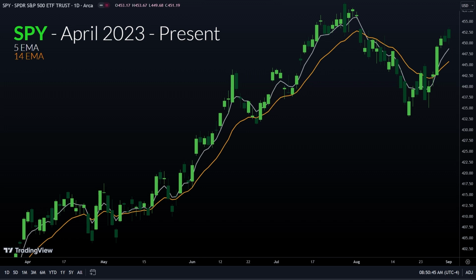And if neither of those are reached, then just one day before expiration, it will exit towards the end of the day. So what you see here is a candlestick chart from April of this year all the way until today, or yesterday actually. And this is when I started the bot.